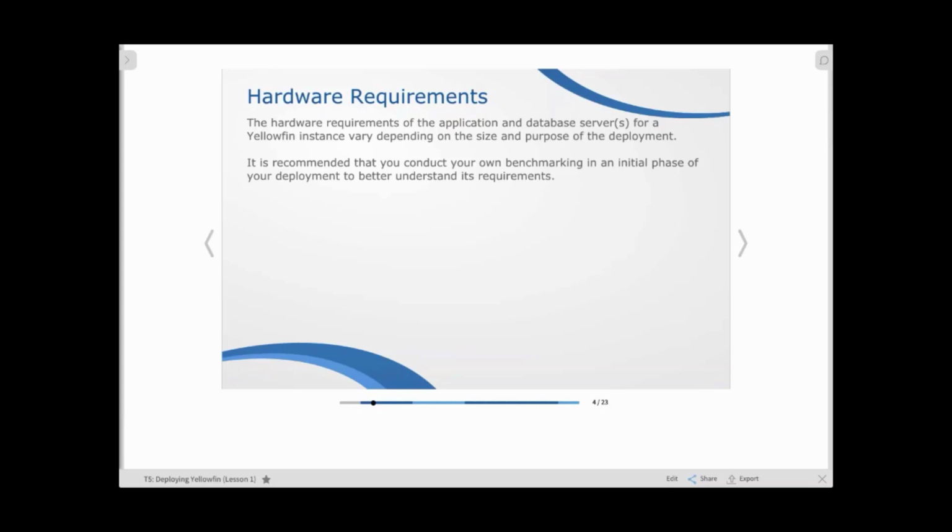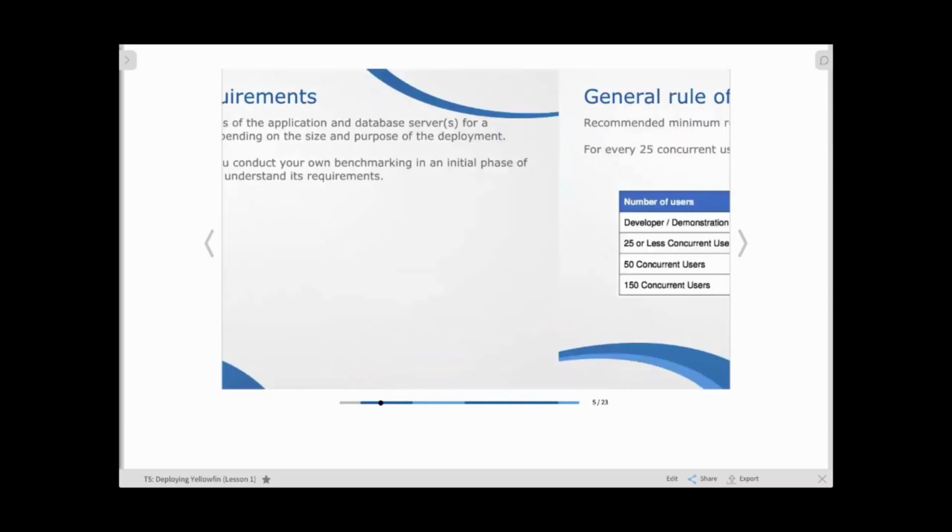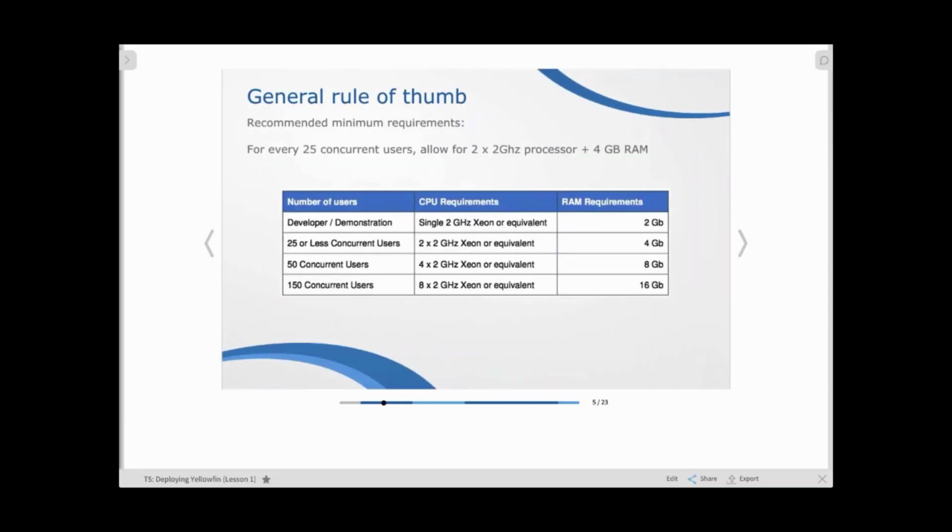But in this one, we're going to start to talk about the general ideas around what hardware planning and sizing means. And it is actually recommended, as a note, that you conduct your own benchmarking as an initial phase of your deployment to better understand what the hardware requirements for your particular project are. But essentially, as a general rule of thumb, for recommended minimum requirements, for every 25 concurrent users, we ask clients to allow for 2 processors and 4 gigs of RAM.